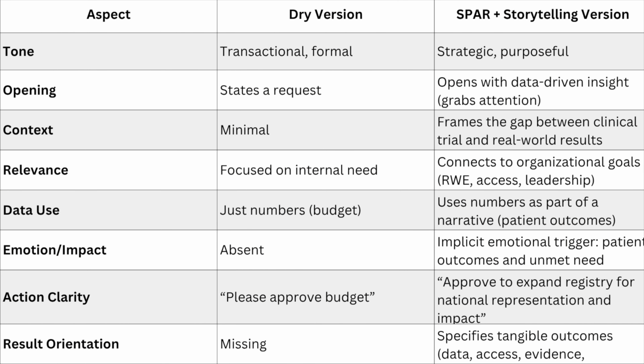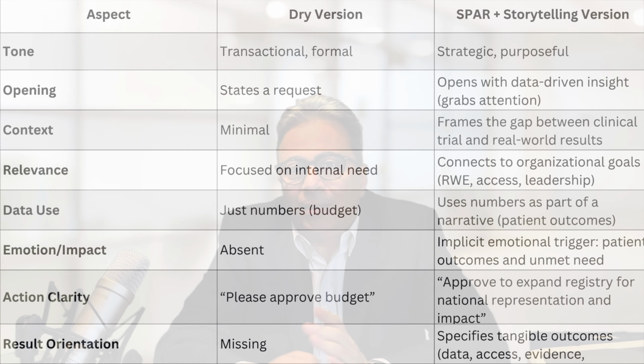That's storytelling. When it comes to the context, the first message actually provides no context, while the SPAR version frames the gap between clinical trial data and real-world outcomes, making the need feel relevant and urgent. Relevance also changes dramatically between the two messages. Instead of focusing on the internal request of additional budget, the storytelling version connects the project to broader organizational goals, such as real-world evidence, access, and even leadership.